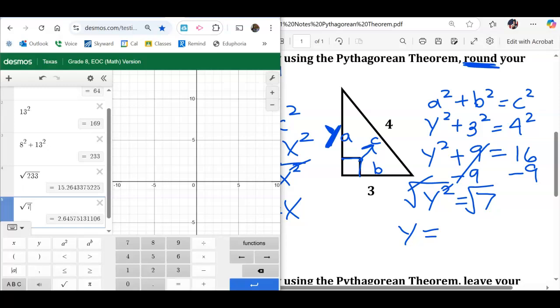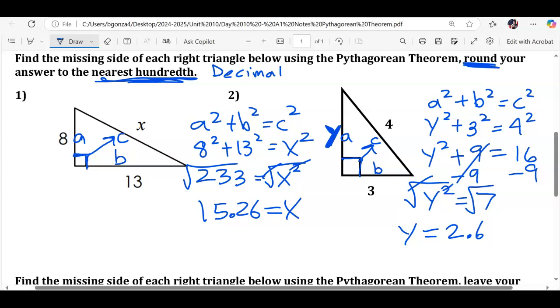2.64, and then the next number is a 5. Does that 5 make this 4 round up? If it's 5 or greater, yes, we'll round up. So this is 2.65 when you round. 2.65. Now, hopefully that's just like a review. Hopefully you've seen that in middle school. Hopefully that's old news, right?